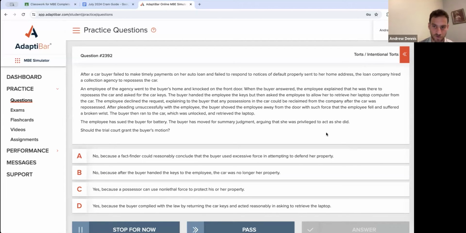No, because a fact finder can reasonably conclude that the buyer used excessive force in attempting to defend her property. No, because the buyer handed the keys to the employee, the car was no longer her property. Yes, because a possessor can use non-lethal force to protect his or her property. Yes, because the buyer complied with the law by returning the car keys and acted reasonably in asking to retrieve the laptop.